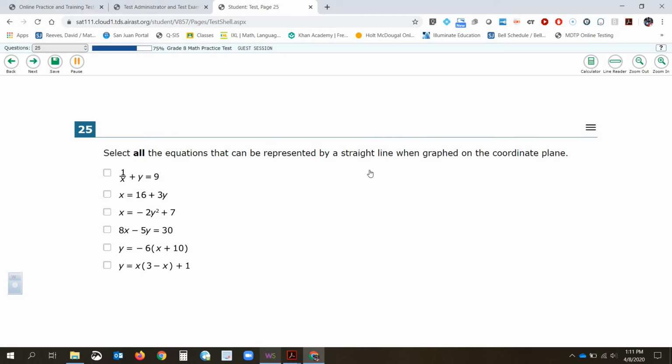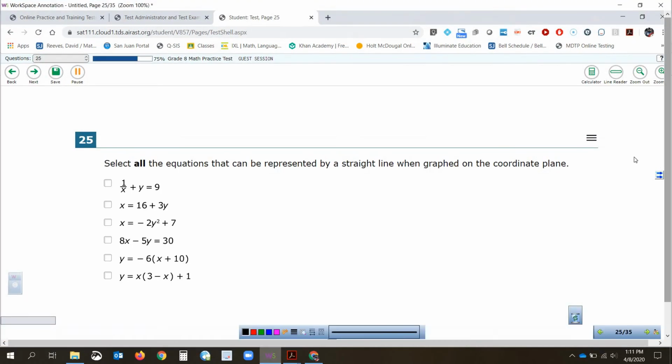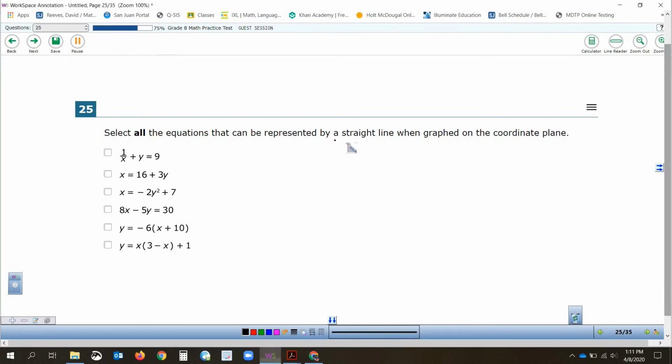All right, select all the equations that can be represented by a straight line when graphed on the coordinate plane. So when they talk about an equation that makes a straight line, what we're looking for is a linear equation. Now, there's different forms of linear equations that you should have studied. There is the most common one, which is slope-intercept form, which is y equals mx plus b.